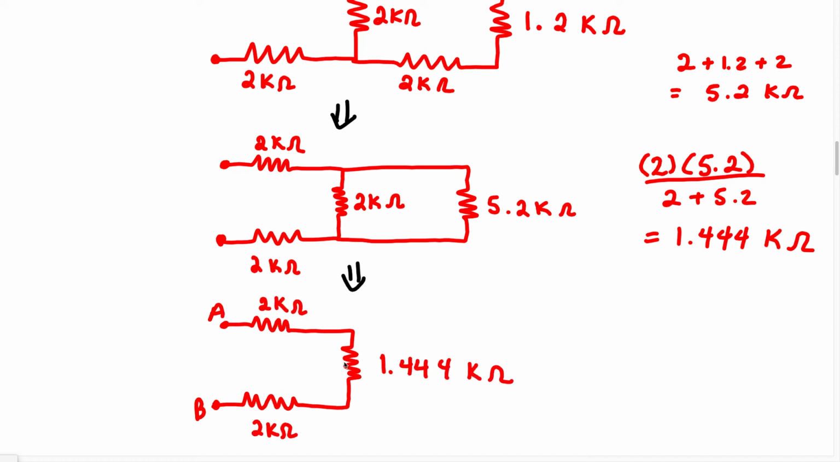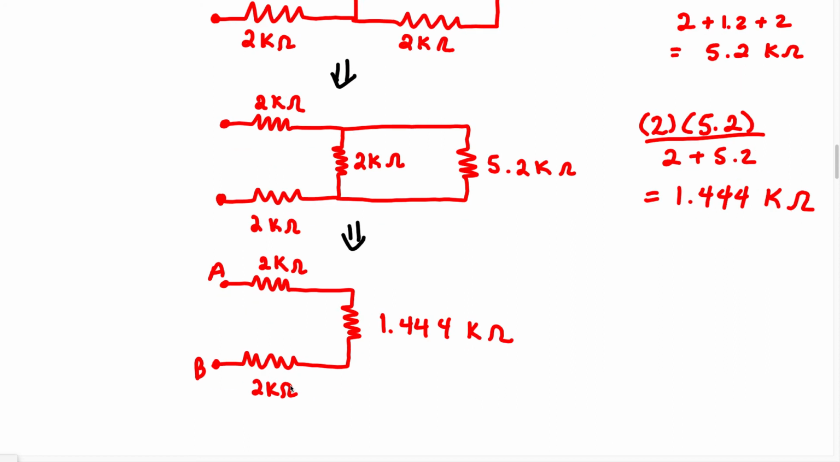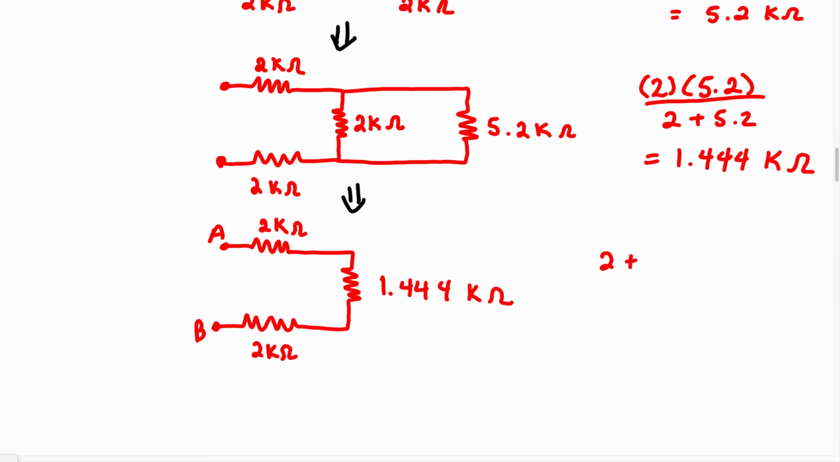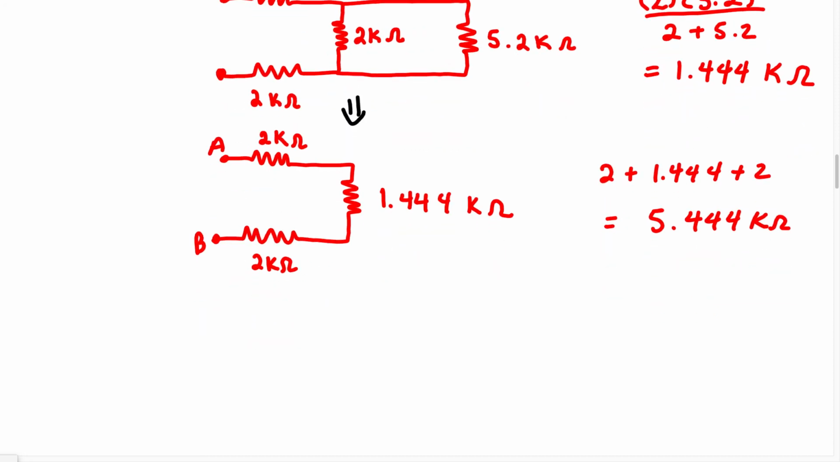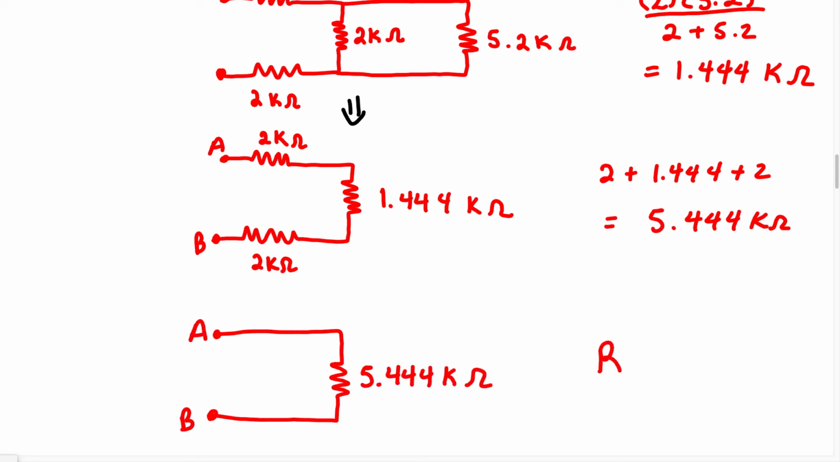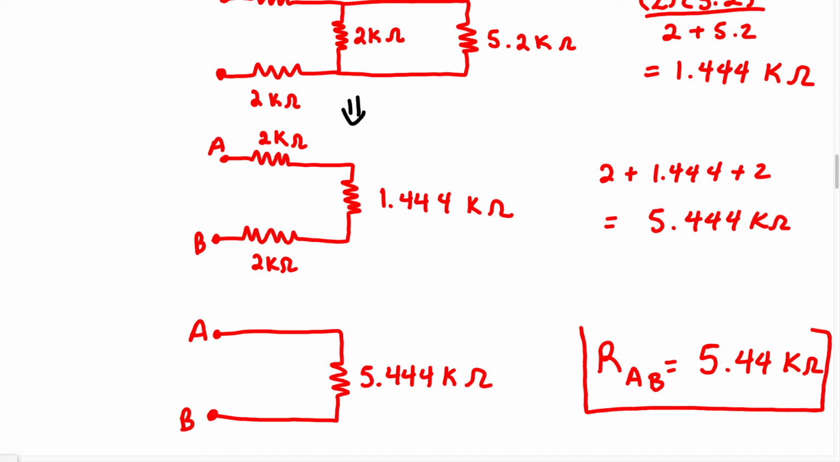So now let's redraw the circuit. And as we can see, all three of these resistors are going to be in series. So when we solve for this, we're going to have 2 plus 1.444 plus 2, which is going to give us 5.444 kilo ohm. So our last circuit diagram, when we redraw it, it's going to look like this. Therefore, we can say the resistance, looking through the terminals A and B, is going to equal 5.44 kilo ohm. This is going to be your answer.